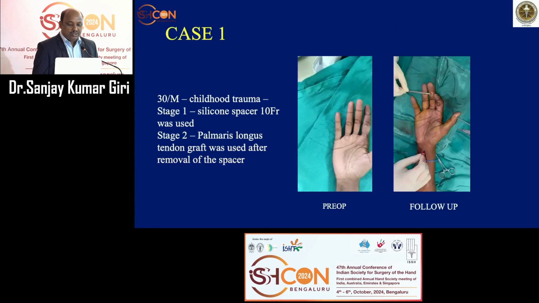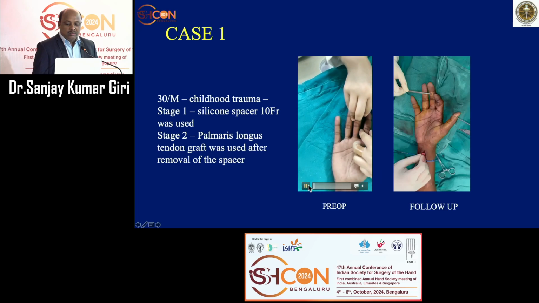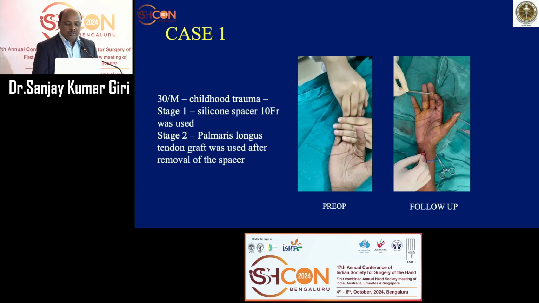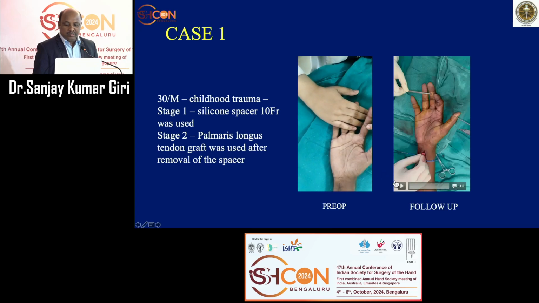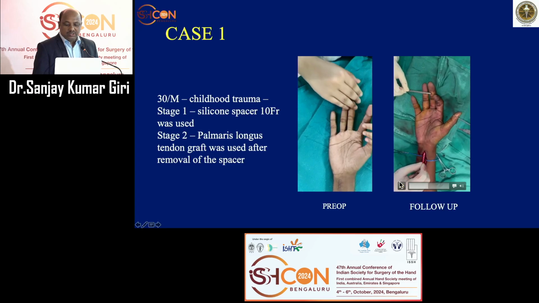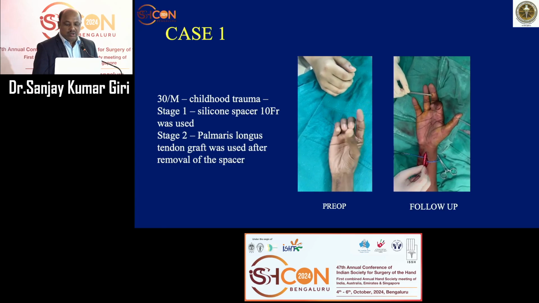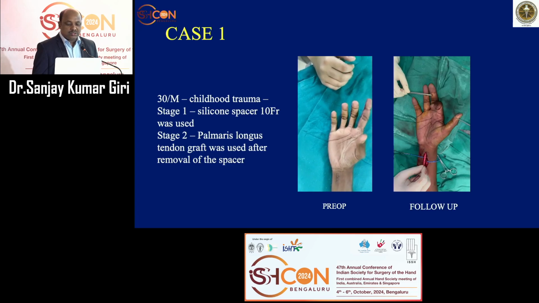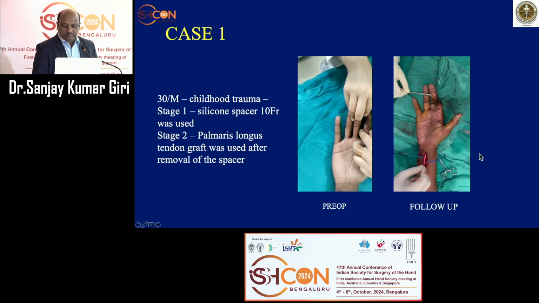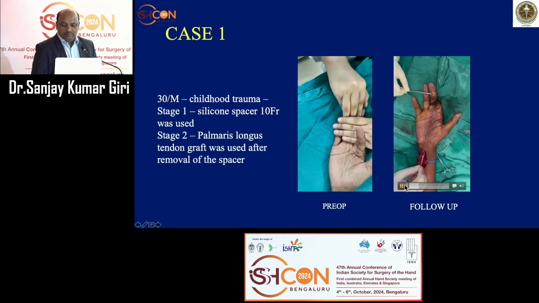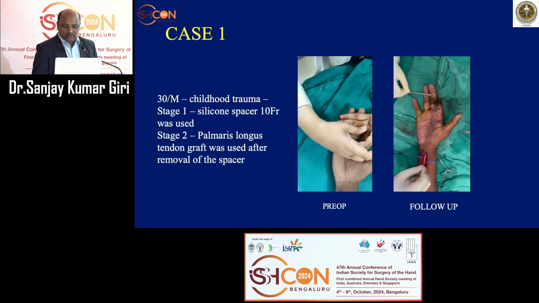This is case one, a childhood trauma. In stage 1, a 10 French silicone spacer was used. In stage 1 you can see the index finger of the right hand has no movements. For stage 2, after removal of the spacer, the palmaris longus tendon was used as a graft. In the second video, this is after removing the spacer.